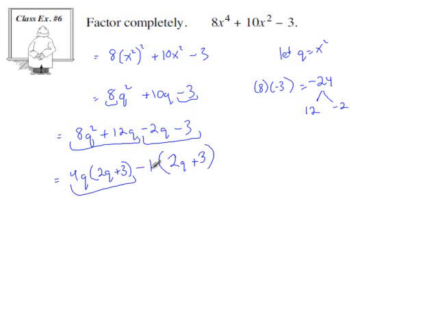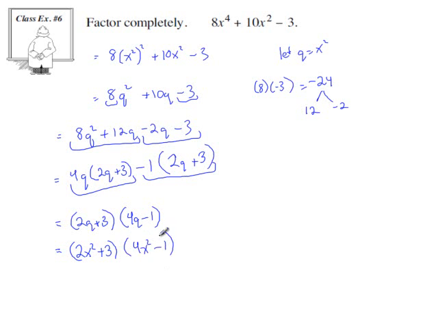Alright, now you have two groups. Each group has a common factor of 2q plus 3. So take out your common factor, 2q plus 3. And in the other bracket, you'll have a 4q and a negative 1. And replace the q's with x squared. So you start with 2x squared plus 3 and 4x squared minus 1.